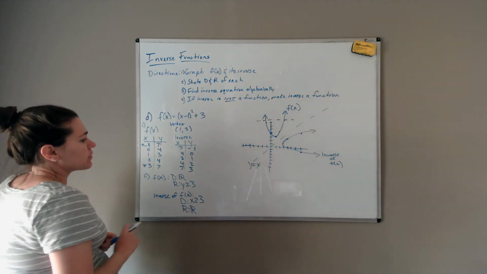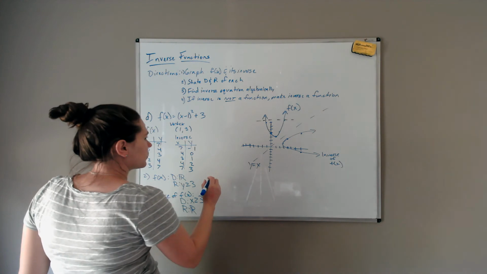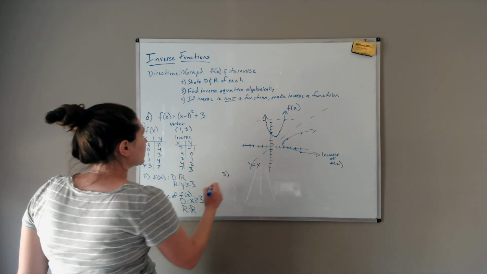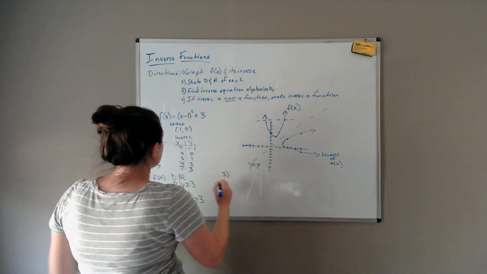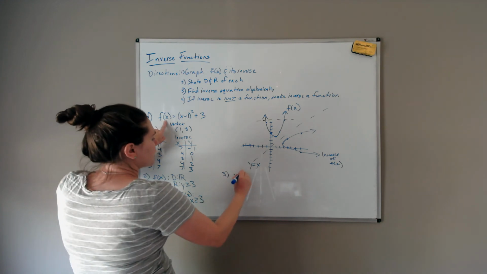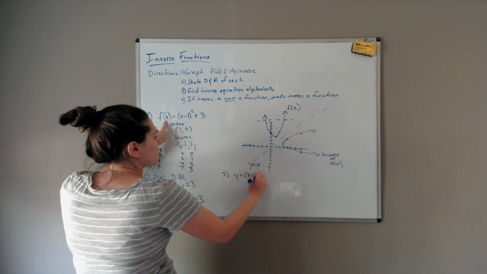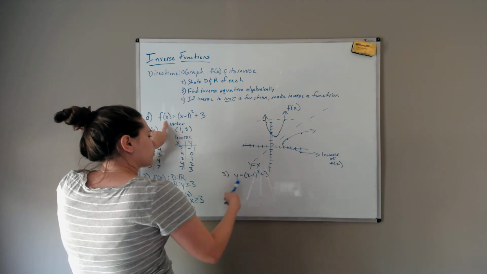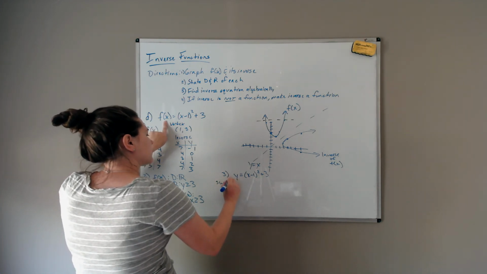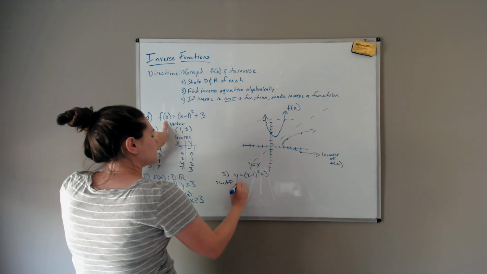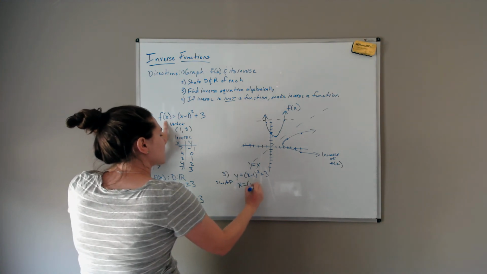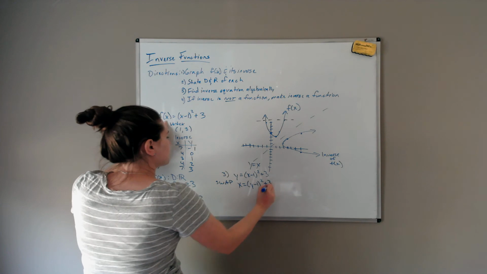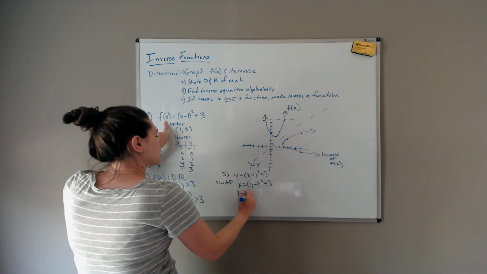Now, we're going to do number 3. It says that we need to algebraically get the inverse. So the first thing we do is replace f of x with y, which gives us y equals (x minus 1) squared plus 3. Then we swap x and y, right? So that gives us x equals (y minus 1) squared plus 3. Now we subtract 3 from both sides.